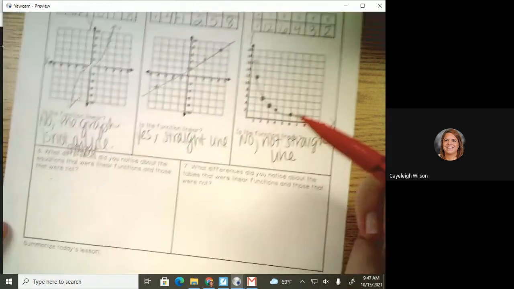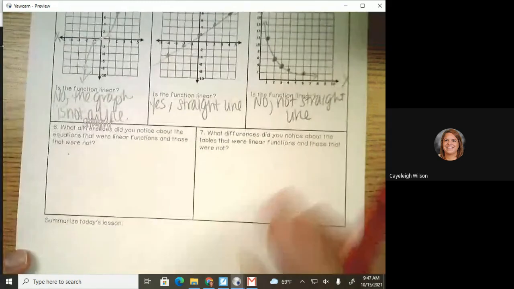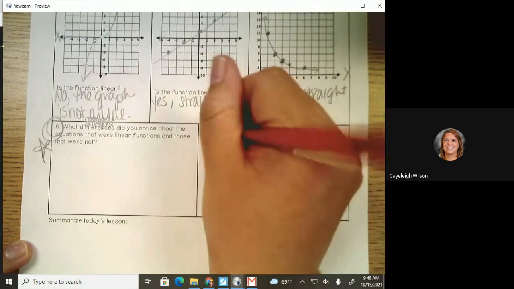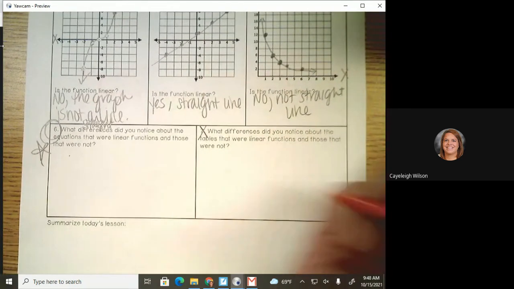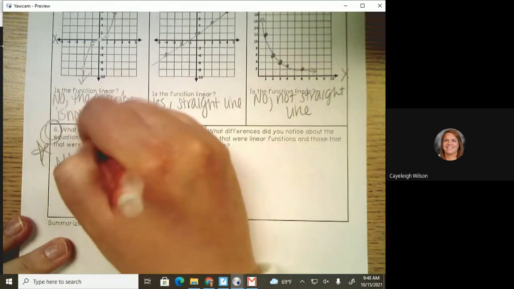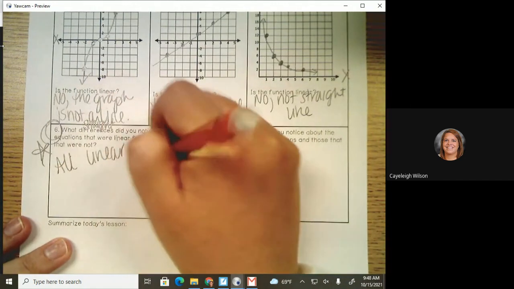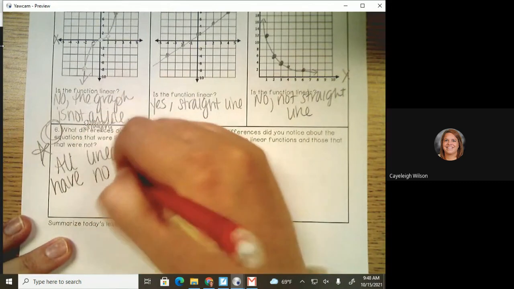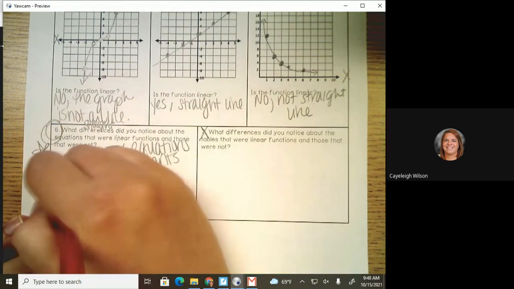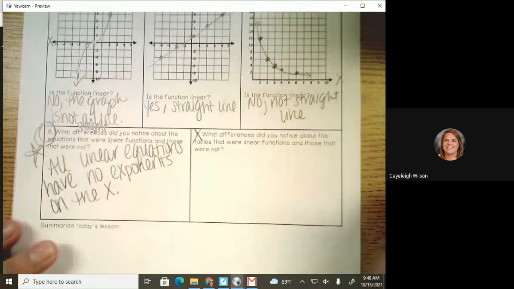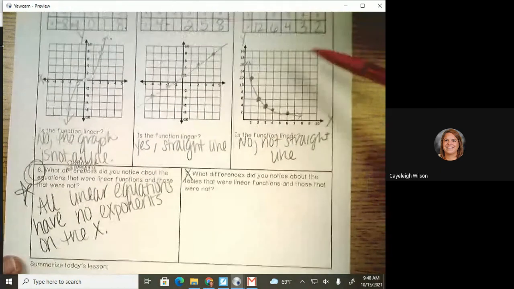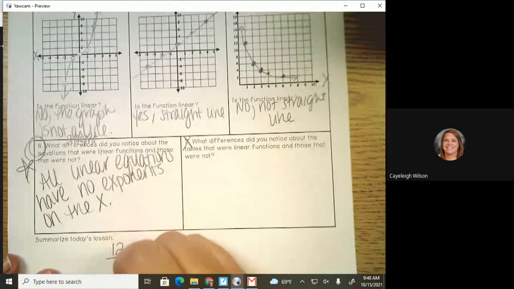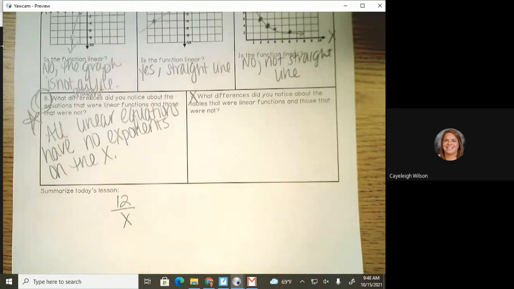Okay, real quick. Okay, the biggest thing that I want you all to notice is that all linear equations have no exponents on the x. Now, somebody might be thinking, well, Miss Wilson, number 5 didn't have an exponent on the x. It was 12 over x. So why wasn't that one linear?